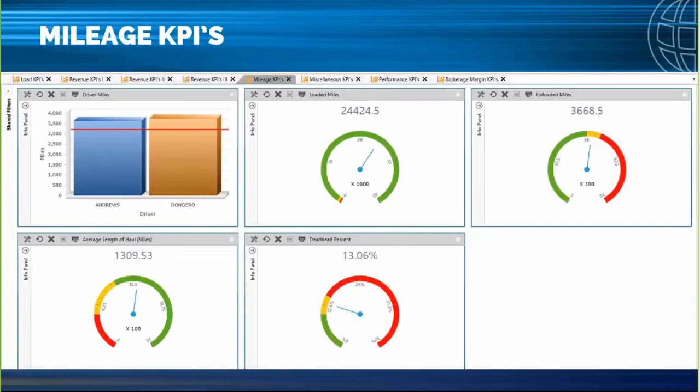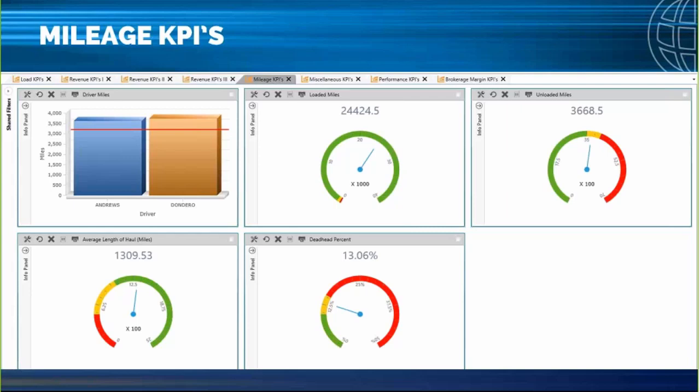Some of the mileage KPIs that come preloaded: driver miles. So if drivers are being paid on a per mile basis, you may want to see once again all your drivers and see drivers that are above or below the line so that one driver isn't running a lot more miles than another driver and feeling that they're not getting their equal share.